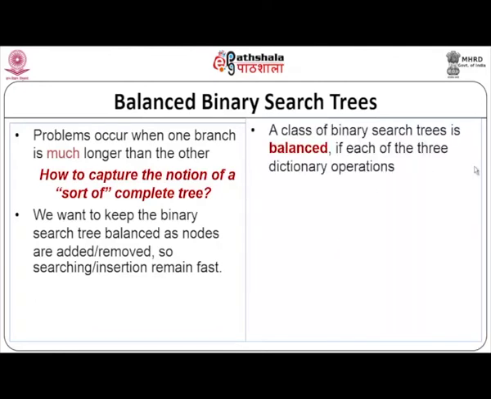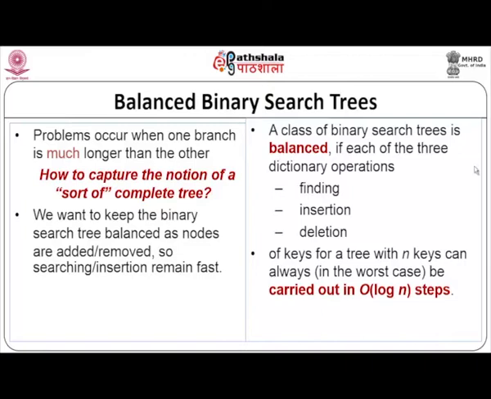A class of binary search trees is called balanced if each of the 3 dictionary operations that we normally talk about, finding an element, inserting an element, and deletion of an element, for a tree with n keys, can always in the worst case be carried out in of the order of log n steps. Remember, in inserting and deleting you have to find also. In all these operations, we do not want the worst case time to be greater than of the order of log n. That is what we are aiming at.